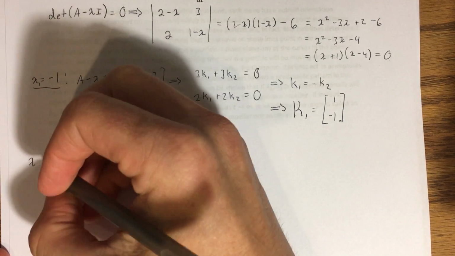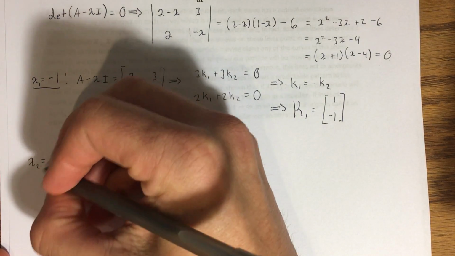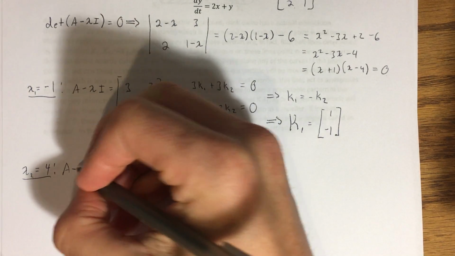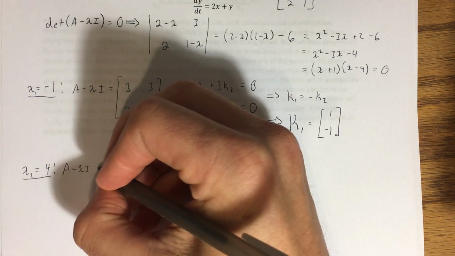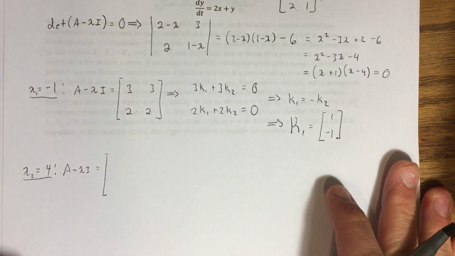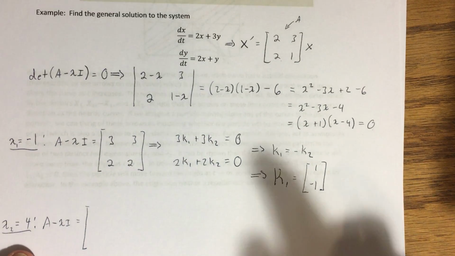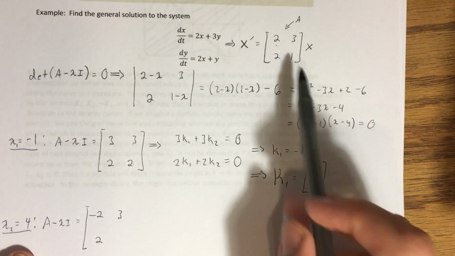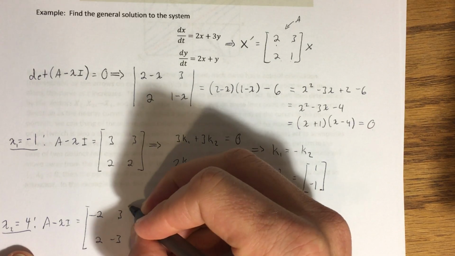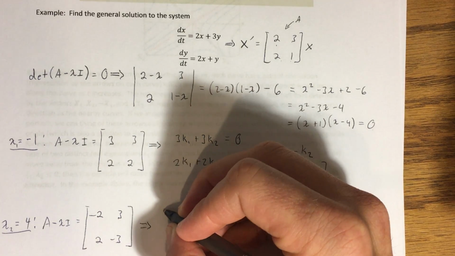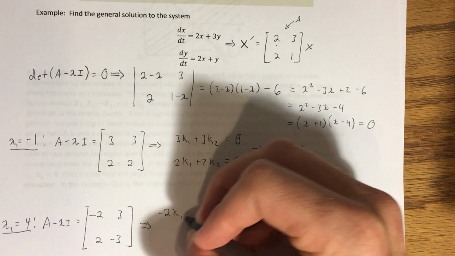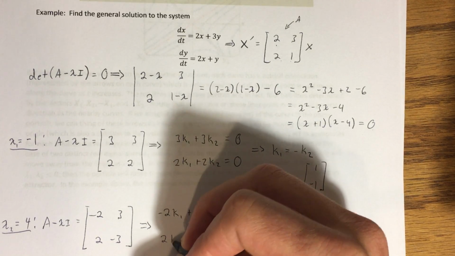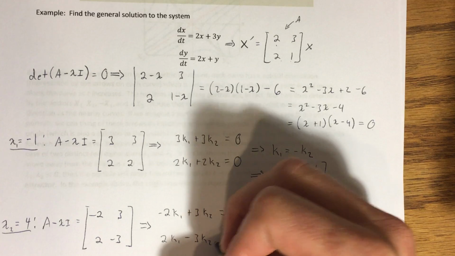Next up, we want to look at an eigenvalue of 4. That was the other solution to our characteristic equation up here. In this case, A minus lambda I would look like, so remember, I'm subtracting 4 from the main diagonal entries of A. 2 minus 4 is -2. I'm still going to have a 3 and a 2 here. 1 minus 4 is -3. This corresponds to the system of equations, negative 2k1 plus 3k2 equals 0, and 2k1 minus 3k2 equals 0.